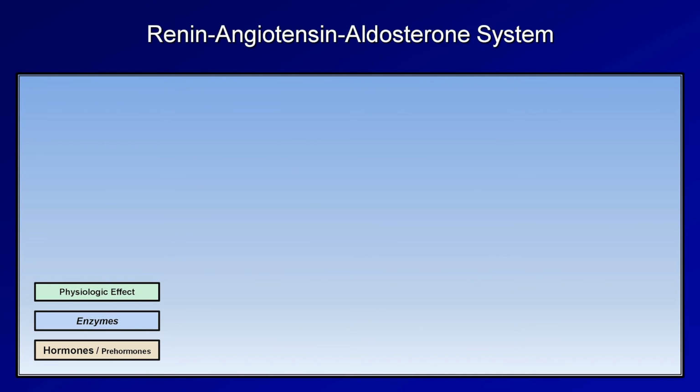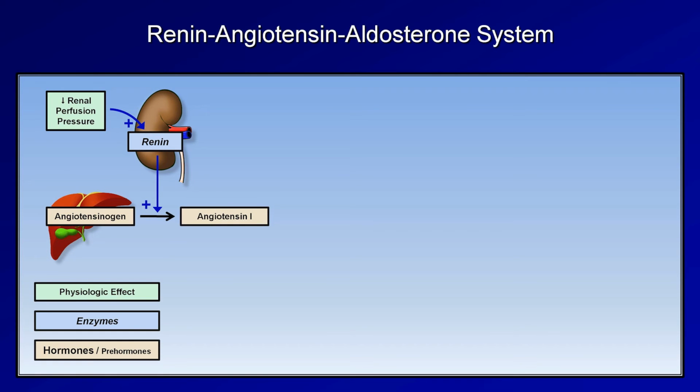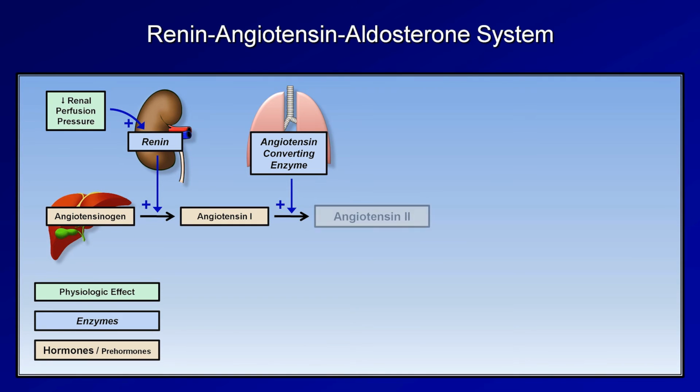What's the Renin-Angiotensin-Aldosterone system composed of? It starts in the liver, where the prohormone or inactive hormone precursor, angiotensinogen, is produced and released into the systemic circulation. In the kidneys, an enzyme called renin is produced, stimulated by low renal perfusion pressure or low blood pressure as felt by the kidneys. Renin converts angiotensinogen into another prohormone, angiotensin-1. The lungs produce another enzyme called angiotensin-converting enzyme, which takes angiotensin-1 and transforms it into the active hormone angiotensin-2.